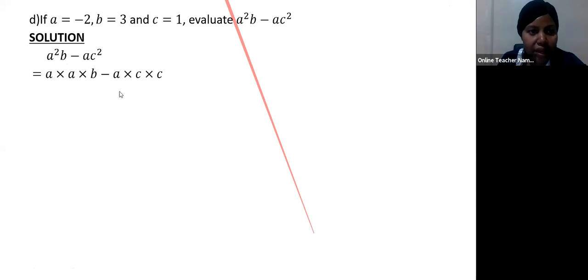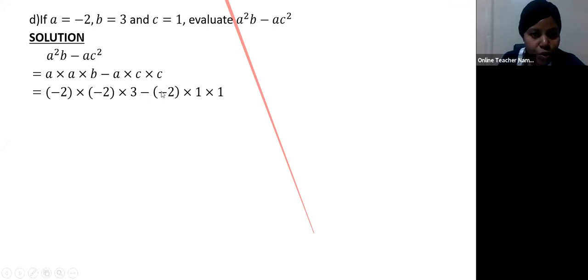From there, we are going to replace. Where there's A, we'll replace a -2. And where there's B, we'll replace a 3. Where there's A, we'll replace a -2. And where there's C, we'll replace a 1. Let's do that.